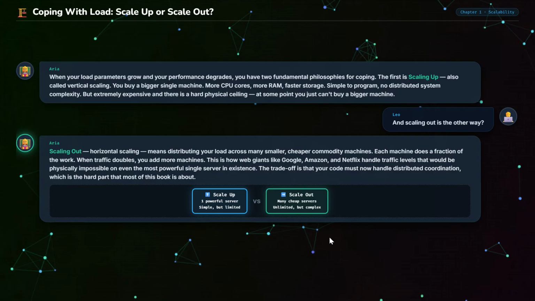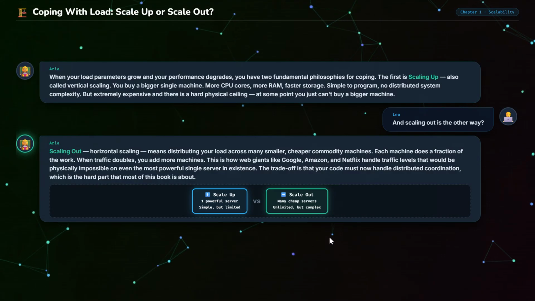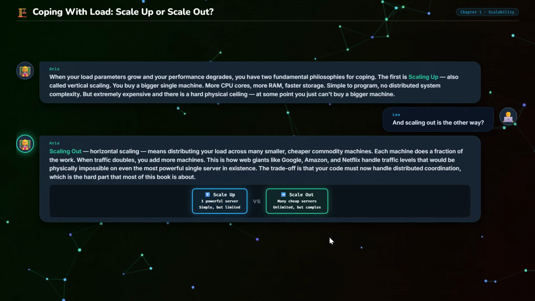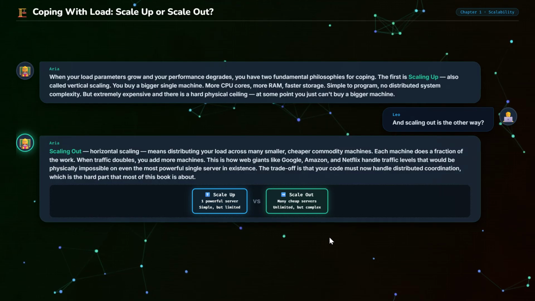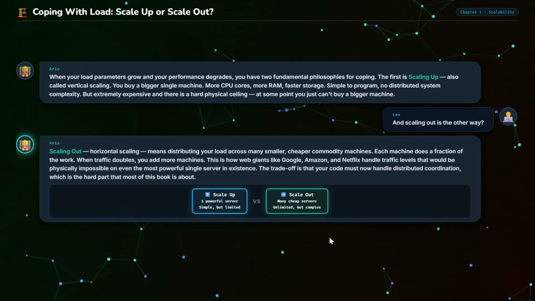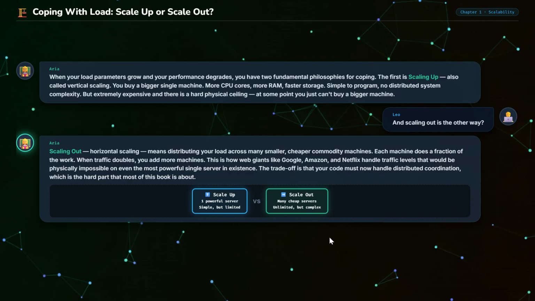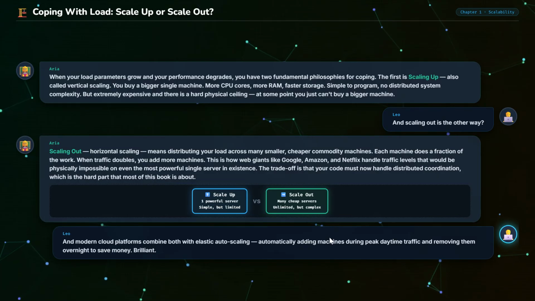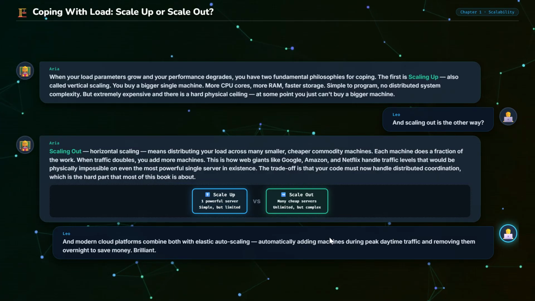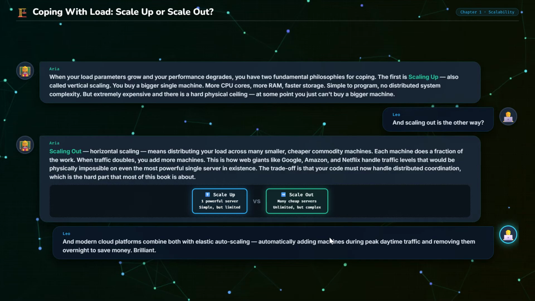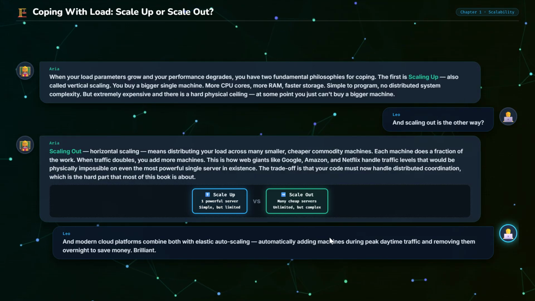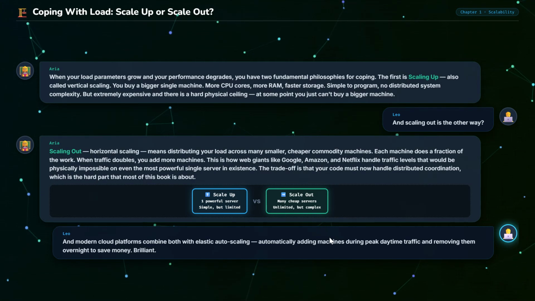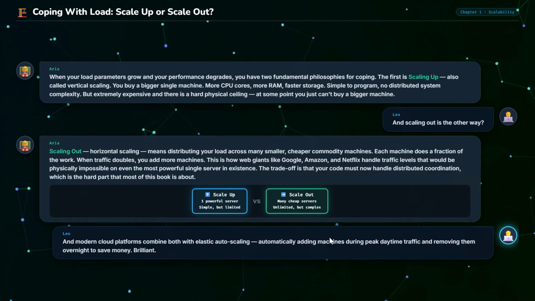You distribute your load across many smaller, cheaper commodity servers. Each machine handles a fraction of the total work. When traffic doubles, you add more machines. This scales to virtually any size. And modern cloud platforms like AWS and Google Cloud combine both approaches with elastic auto-scaling, automatically adding machines when traffic spikes during the day and removing them at night when traffic drops. Pay only for what you actually use. That is genuinely elegant engineering.